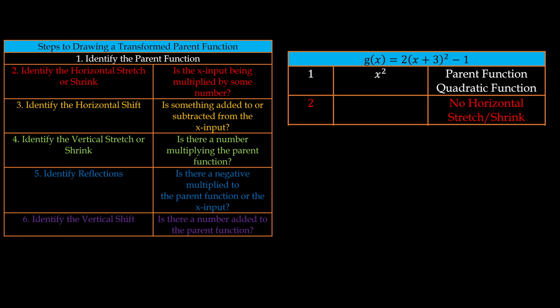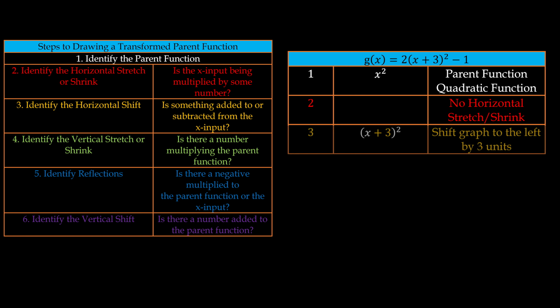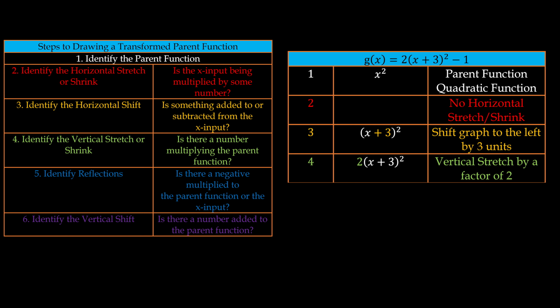Next, ask yourself if there's a number being added or subtracted from your x input. Here we have a plus 3, so we have a horizontal shift to the left by 3 units. Next, ask yourself if there's a number being multiplied to the parent function. Here we have a 2, so it creates a vertical stretch by a factor of 2. Next, ask yourself if there's a negative attached to either your x input or to the outside of your parent function. No, so there's no reflection occurring.